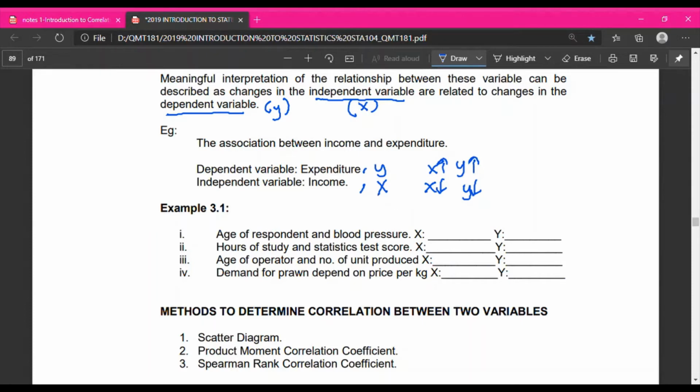So nak tahu relationshipnya strong ataupun weak, kita kena kira nanti ataupun tengok diagram. Okay, so kat sini contoh yang ni adalah when x increase, y increase. When x decrease, y decrease. Ini adalah contoh untuk positive relationship. Okay, positive relationship. Sometimes ada juga relationship between the two variables are negative, which mean bila x increase, y will be decrease. Bila x decrease, y will be increase. Ini adalah contoh negative relationship.